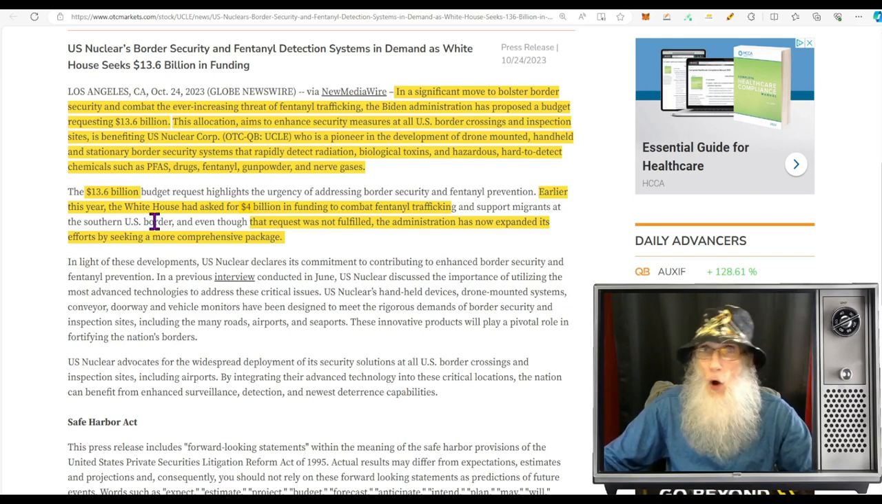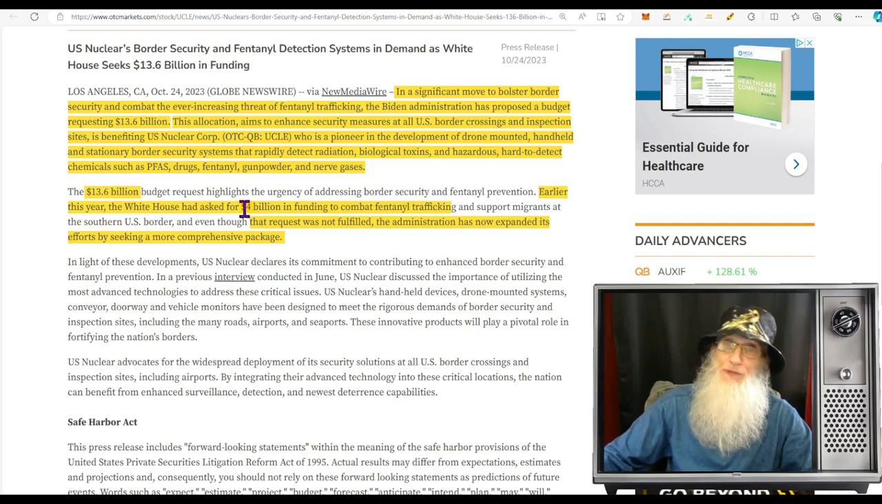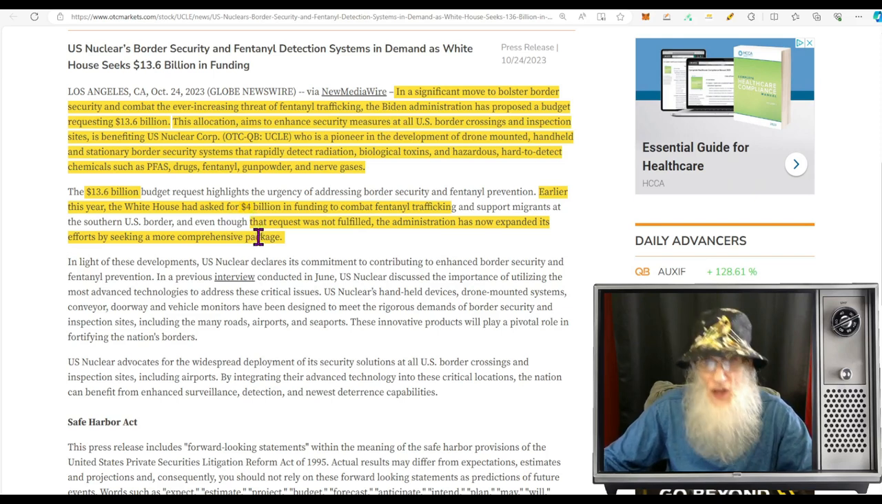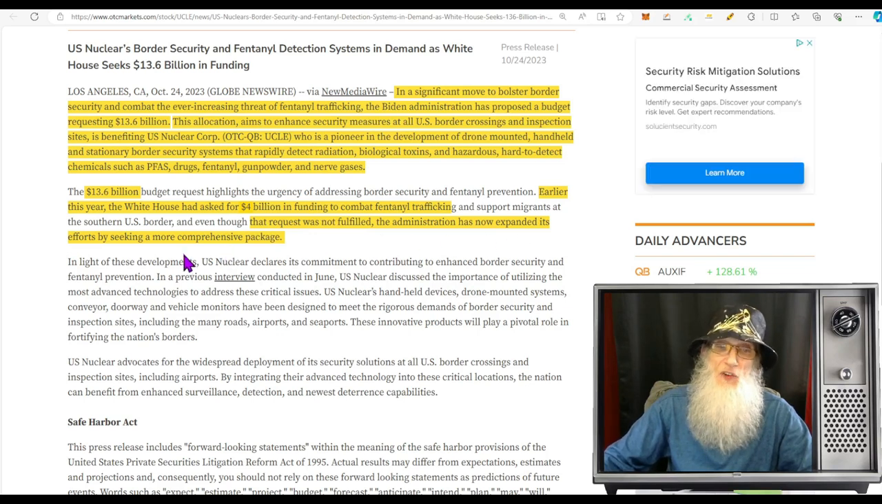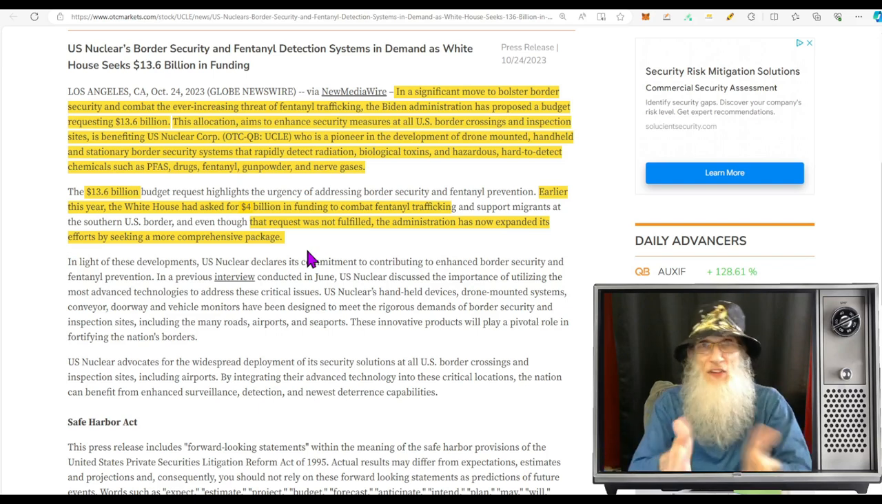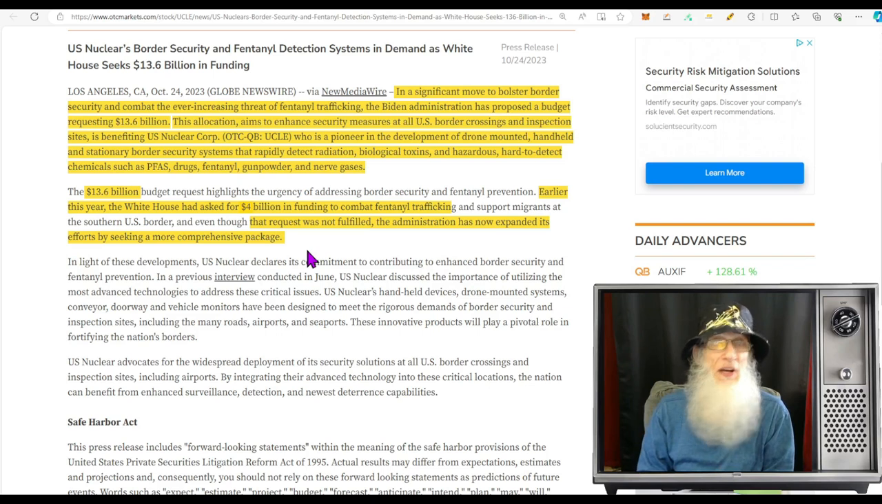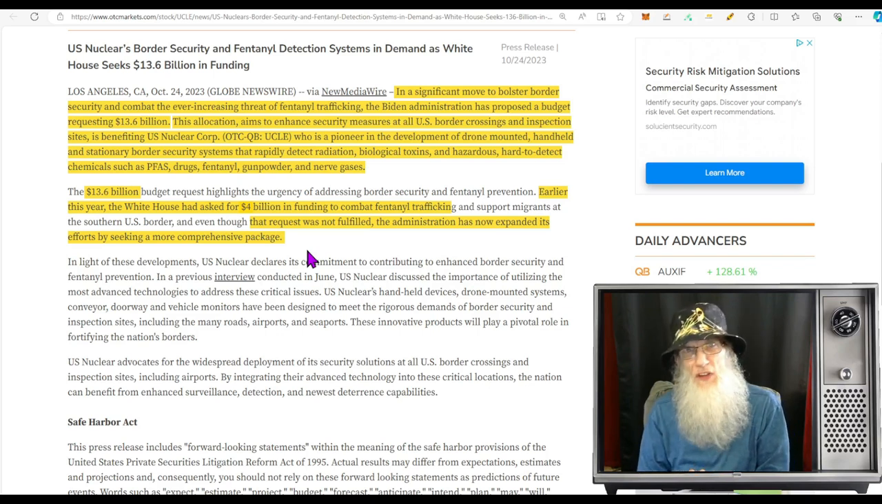They have now lifted it up to $13.6 billion. At the beginning of the year, they had budgeted for $4 billion for this, but that request was not fulfilled. The administration has now expanded its efforts by seeking a more comprehensive package. And this company believes they meet that criteria. They think they are going to be considered and get a big chunk of this money. And wouldn't that help their revenues?